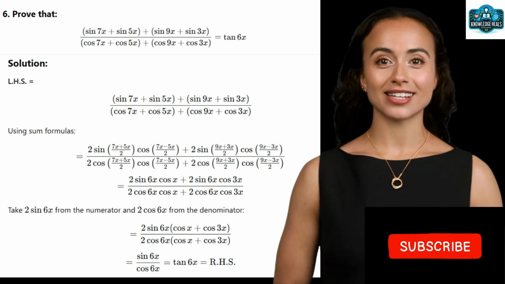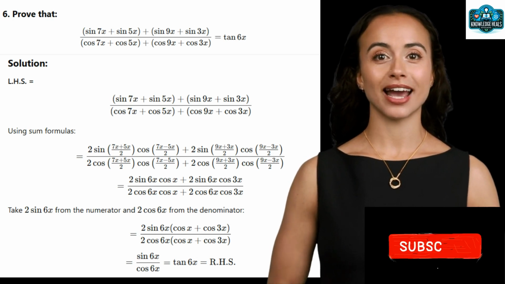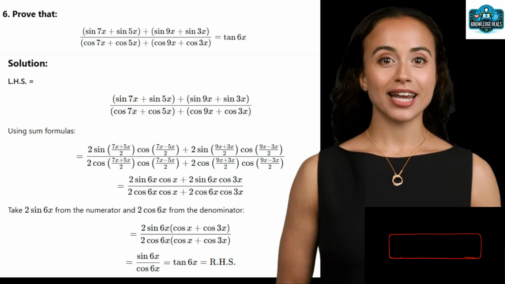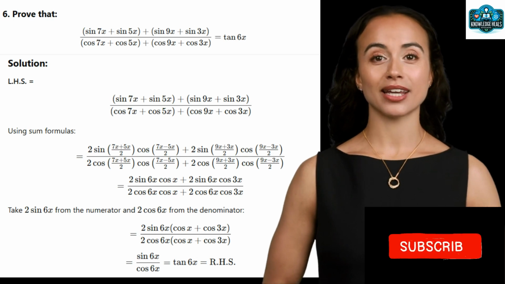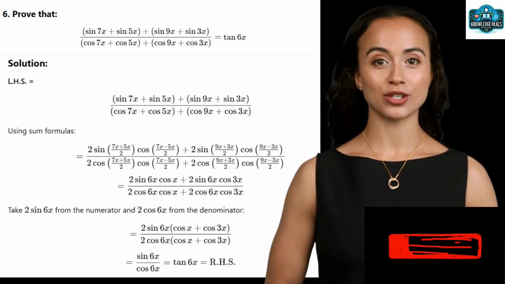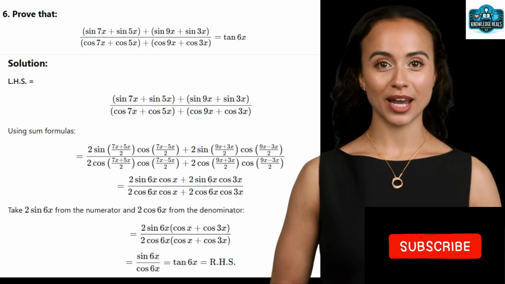Taking 2 sin 6x common from both numerator and denominator, we get sin 6x by cos 6x, which we further solve, then we get tan 6x, which is equal to RHS. Hence, our equation is proved.